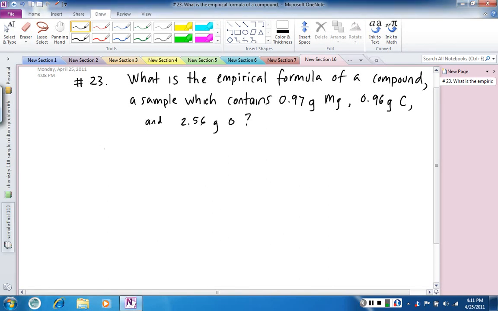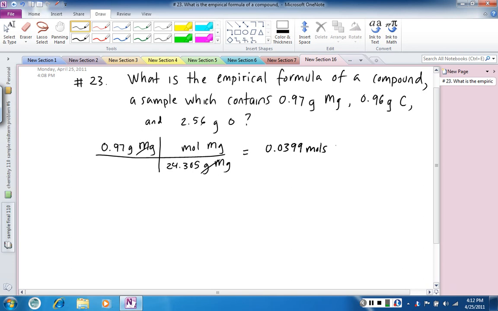So let's take each element, 0.97 grams of magnesium. Magnesium weighs 24.305 grams per mole. So that equals 0.0399 moles of magnesium. Let's take our moles of carbon, 0.96 grams of carbon.